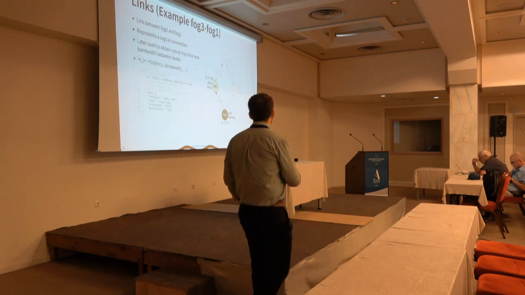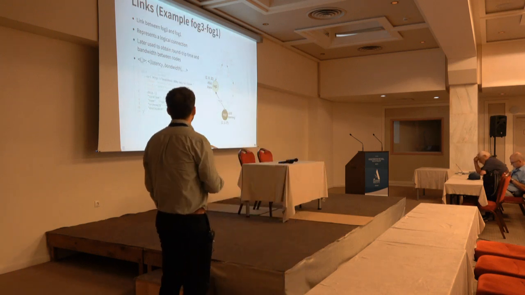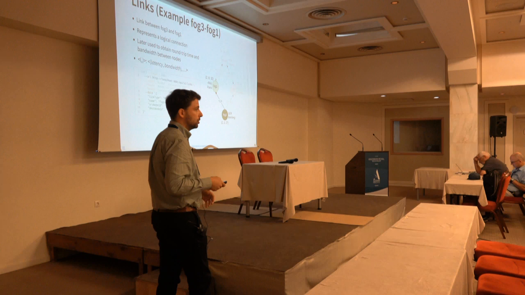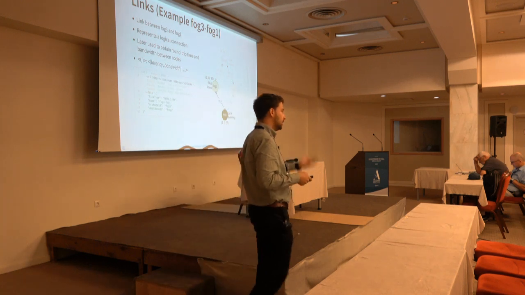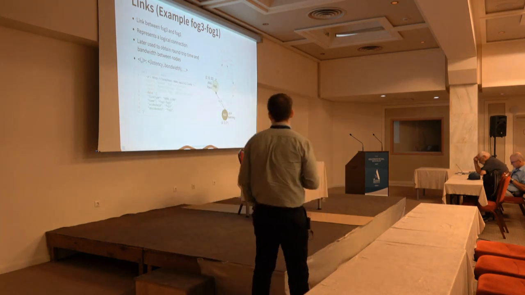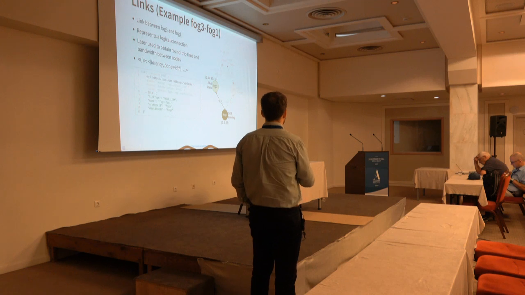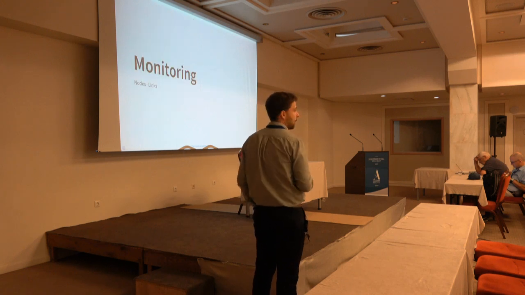Then we can finalize the first subgraph of our topology with a link between fog node 3 and fog node 1. This link is later used for getting the ICMP latency and the TCP bandwidth, and you just issue another HTTP request with the source node and the required destination node, and then the subgraph is completed.